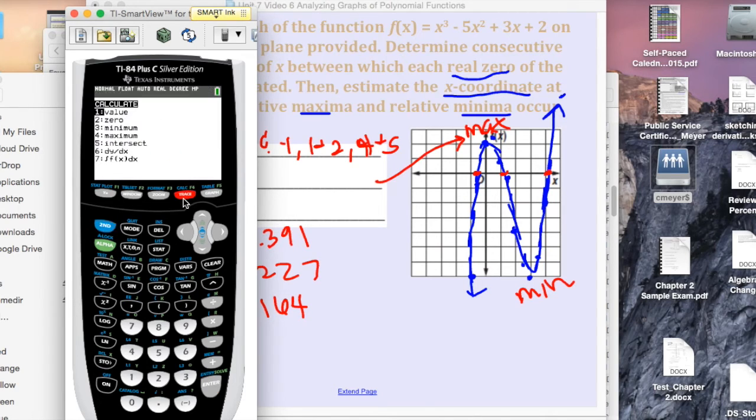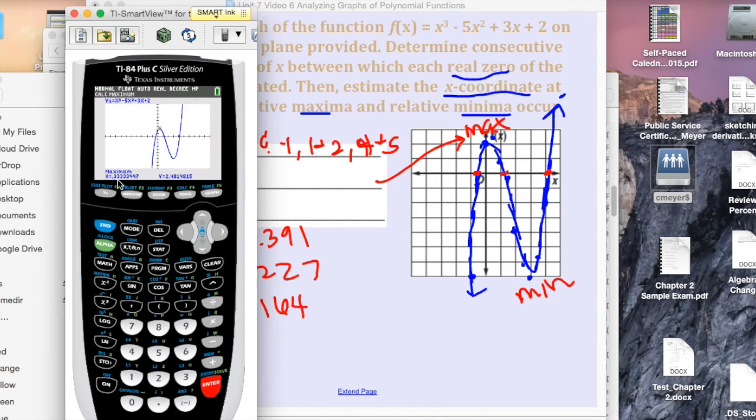So second, trace, which is calc is above it. We're finding the max, which is number 4. Now to do the same thing, it says left bound. Here's my max, so I have to be over here to be to the left of it. So I got to move over. Where's my little flashy cursor? All right, to the left. I am to the left, so hit enter. Now we're moving to the right, hit enter, and my guess, enter again.